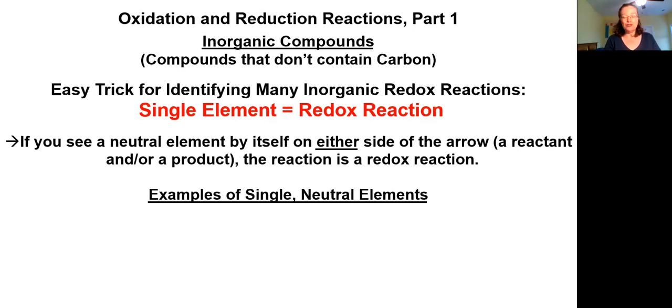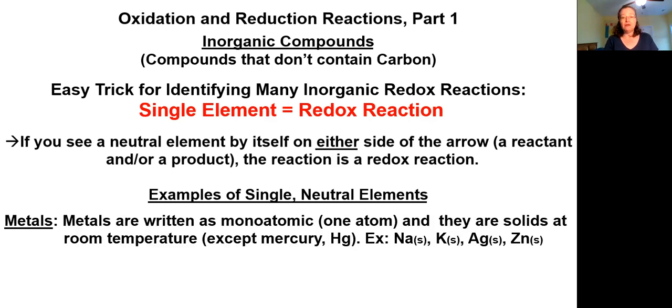Examples of these single neutral elements. The metals. Metals are written as monoatomic, meaning one atom, and they are solids at room temperature. The only exception to this is mercury. Mercury often exists as Hg2, and he's a liquid at room temperature. But you will often see something like sodium, Na, and solid, K with an S, silver, zinc. All of these are solid monoatomic atoms at room temperature, and they're all neutral. So there's no plus sign next to any of these, or +2 in the case of zinc.